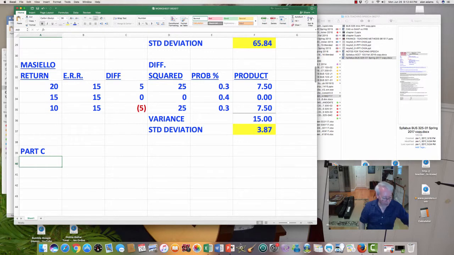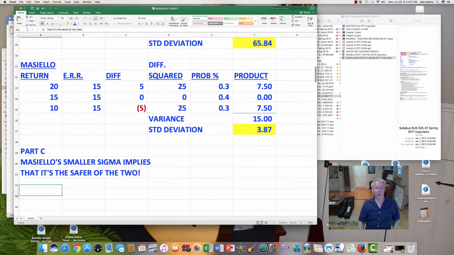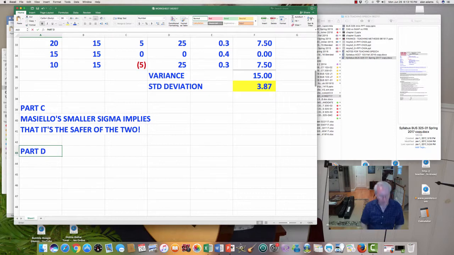Okay? So part C, well, I just answered it, right? Masiello's, make sure I spell that right, smallest sigma implies, pardon my typing tonight, that it's the safer of the 2. Smaller is safer, bigger is better. Because these companies have the same ERR, we don't have to go any further. Okay? We know that Masiello is safer, Watson is riskier. Okay, so far so good. Let me save this for you.